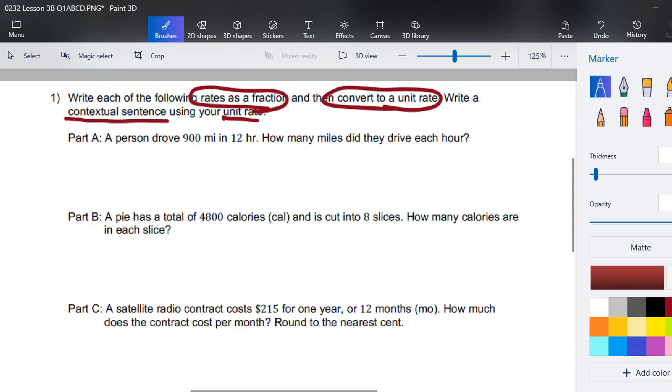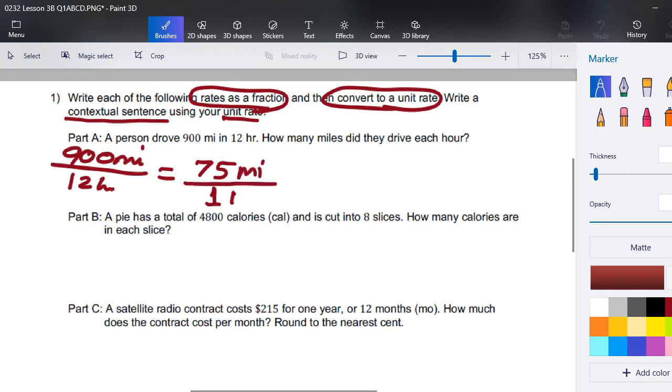We are going to do, as it says, a fraction first, and we're going to write that we have 900 miles for 12 hours. Okay, we did the first thing they wanted. We wrote the rate as a fraction. I'm grabbing my calculator. I'm punching in 900 divided by 12, and I'm getting 75. So to convert to a unit rate, I am now at 75 miles for every 1 hour.